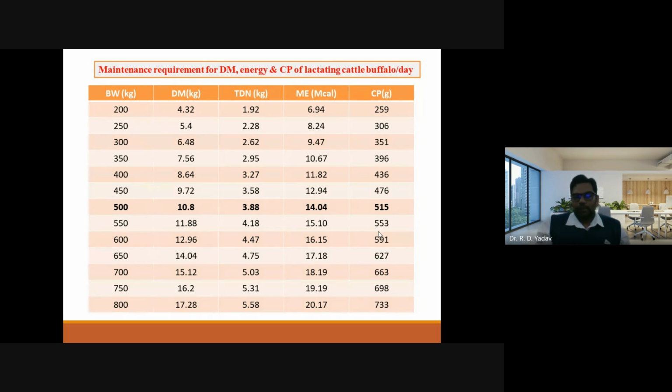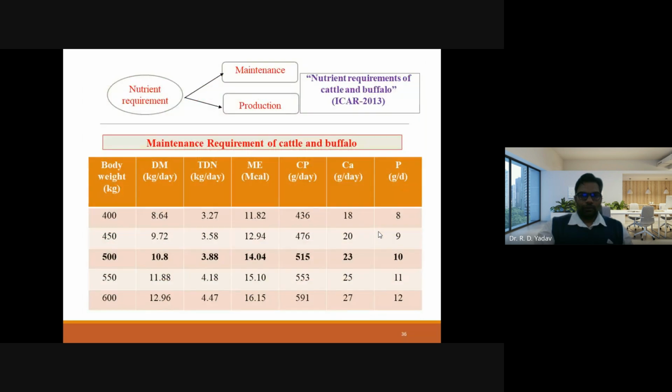436 grams. And take the example of 500 kg body weight: their dry matter requirement will be 10.8 kg, TDN requirement 3.88 kg, ME requirement 14.04 megacalories, and CP requirement 515 grams. Some other requirements like calcium and phosphorus for 500 kg body weight I have also mentioned here: calcium requirement 23 grams per day, and phosphorus requirement 10 grams per day.